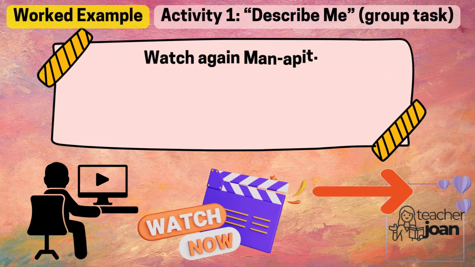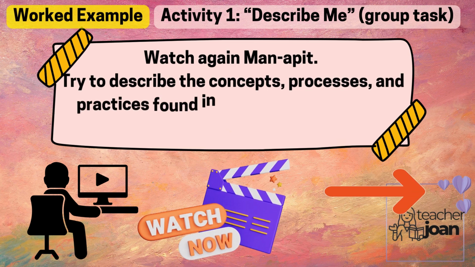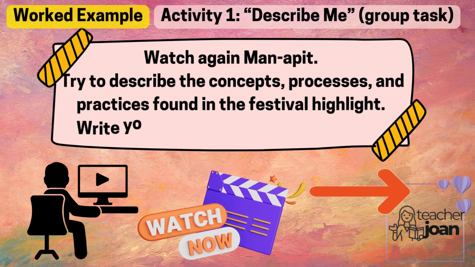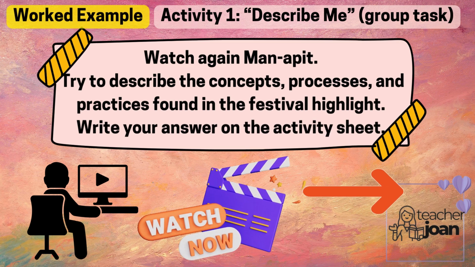Activity 1. Describe me. Group task. Watch again MAPEH. Try to describe the concepts, processes, and practices found in the festival highlight. Write your answer on the activity sheet.